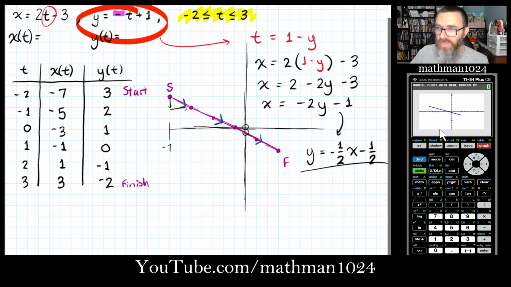And it starts all the way back here at the value that we had, -7, 3, and it goes up to 3, -2. So that's parametric graphing for you. Now, it will get more complicated, but this is the main idea. And we're going to see a lot of applications with this here in just a moment.